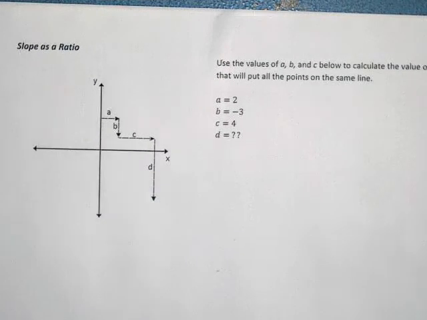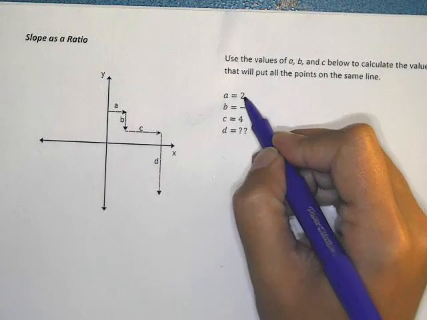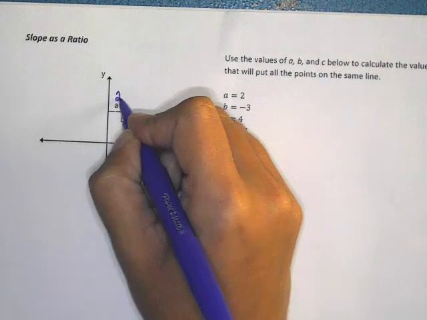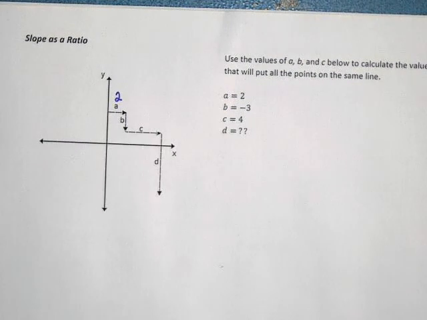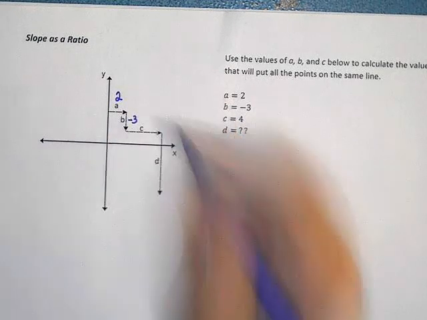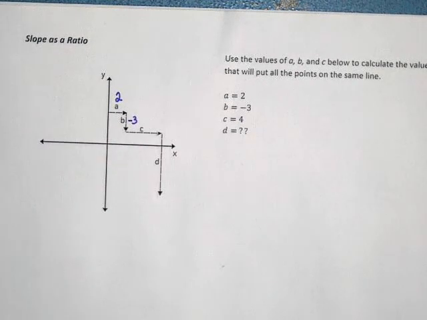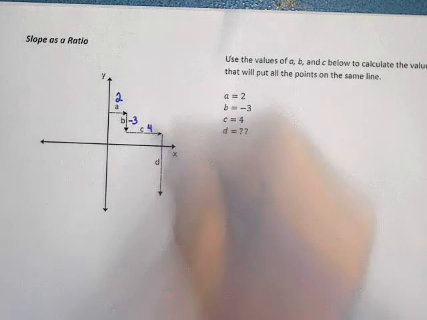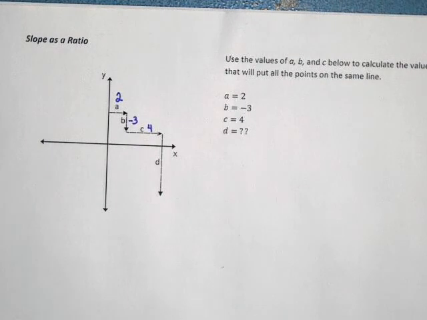Now in this picture, it's telling you that A's distance is 2. So I'm going to go ahead and label that on the picture. It's also telling me that B's distance is -3. Again, I'm going to label that on the picture. C's distance is 4, and D's distance is unknown.